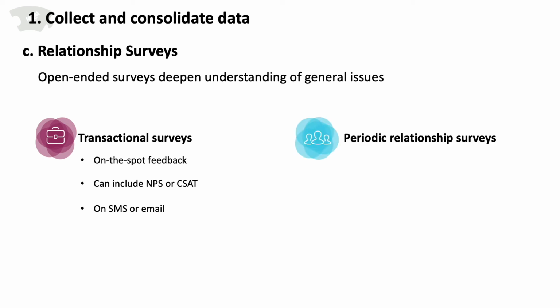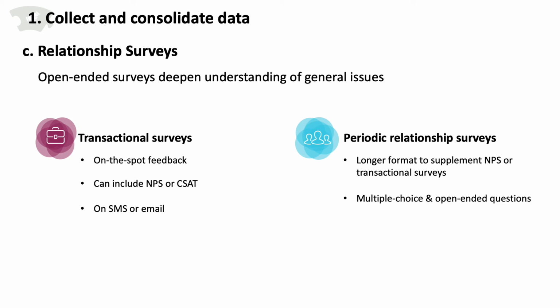Periodic relationship surveys are longer surveys that can supplement the short NPS or transactional surveys done after each interaction, as these have more questions that provide richer insights. This survey should include a mix of both multiple-choice questions and open-ended questions to allow customers express their feedback more comprehensively. Relationship surveys should be included in the communications calendar to complement the other retention efforts.